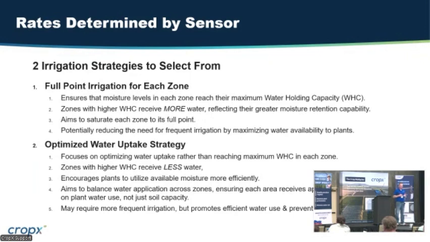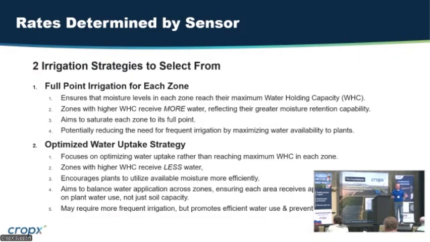It ensures that the higher water holding capacities receive more water. So those heavier soil types are going to receive more water because they have a larger bucket to hold. On the flip end, we're going to cut back on our lighter soil types.